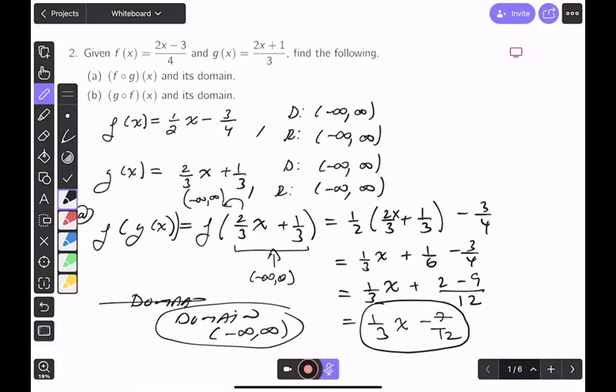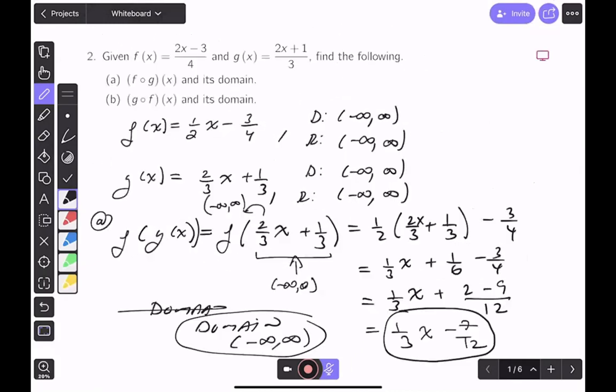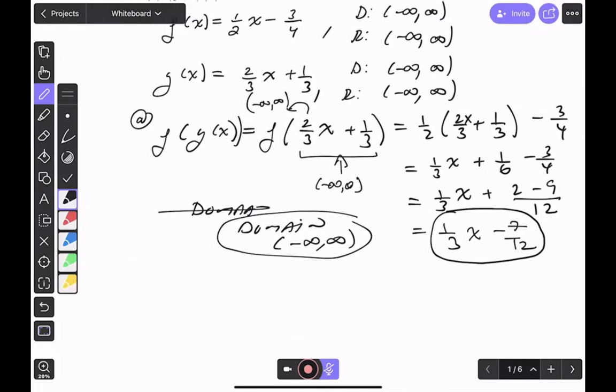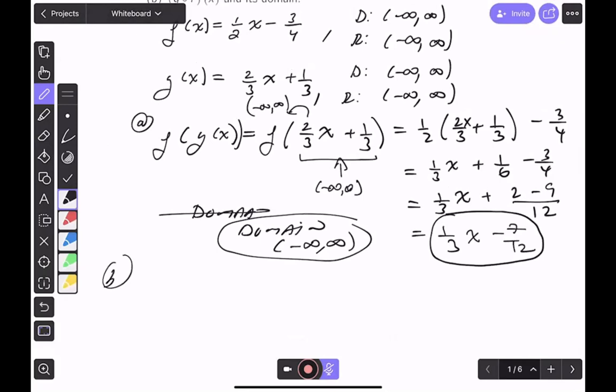All right, I'm going to do the next one. And what's the next one going to be? Whoops, sorry about that. It's going to be B. And what's B? B is g of f. What's f? 1/2 x minus 3/4. And what does g do to it? 2/3 times it.